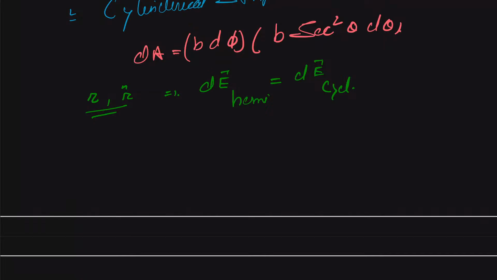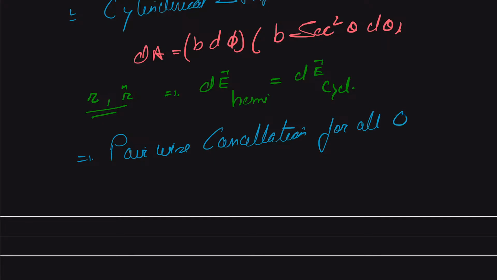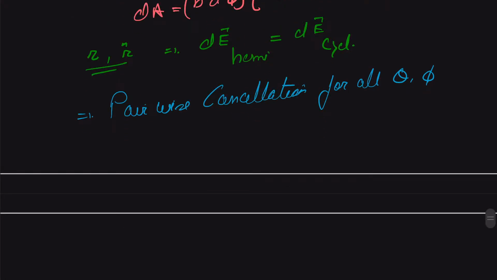Therefore we can say that there will be pairwise cancellation for all theta as well as phi. Therefore we get that the electric field at point C will be equal to 0. So this is true for part A as well as part B.